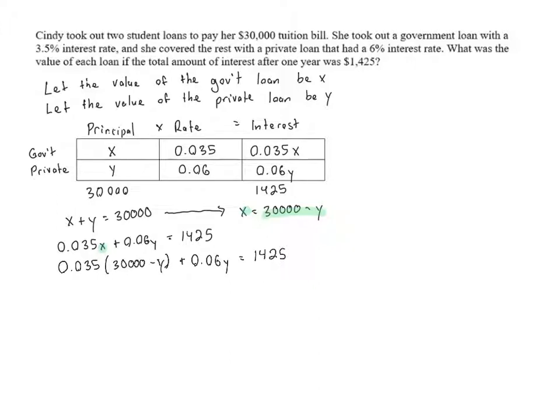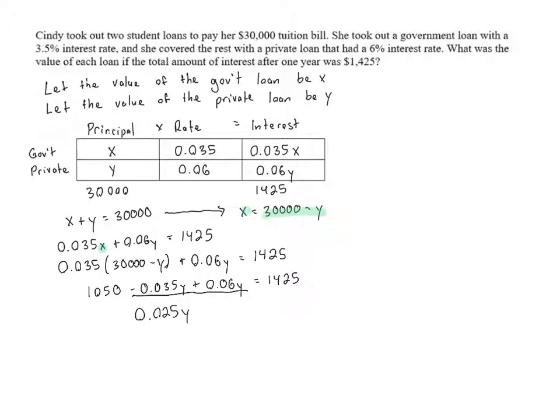Now I have to distribute that 0.035. 0.035 times 30,000 is 1,050. So I have 1,050 minus 0.035y plus 0.06y equals 1,425. Next, I'll combine like terms on the left-hand side. Negative 0.035y plus 0.06y is equal to 0.025y.